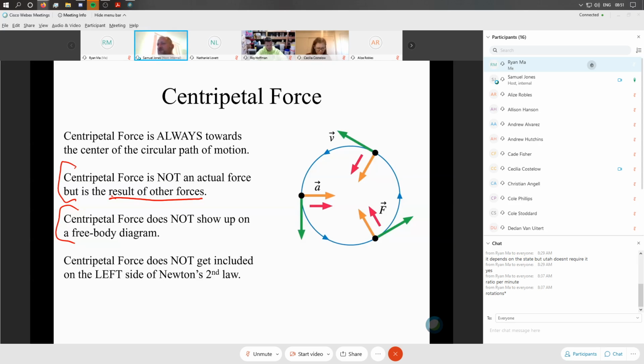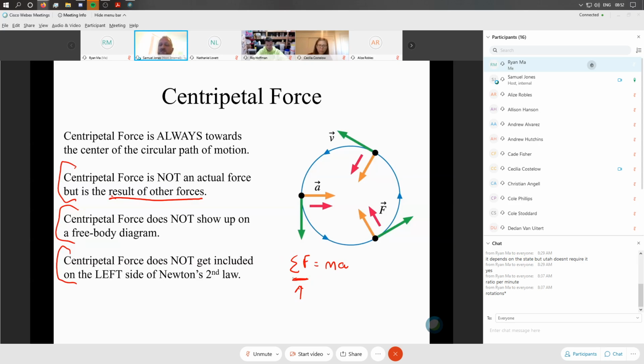Centripetal force is not a force. It doesn't show up on a free body diagram. And it does not show up on the left side of Newton's second law. What do I mean by that? Newton's second law is net force equals mass times acceleration. Centripetal force would never show up when you're adding forces together. The things that show up on the left side of this equation are actual forces. For example, gravity, normal force, tension, whatever, and friction. The real forces are the things that go in here.